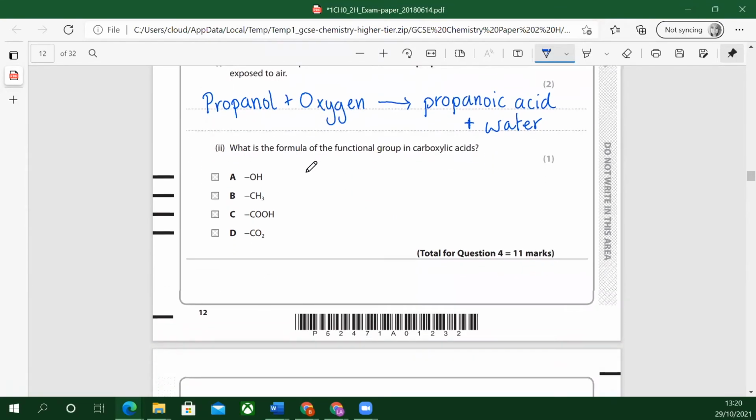What is the formula of the functional group in carboxylic acids? I love saying that word. Carboxylic acids. OH is alcohol. Let's make some notes while we're here to remind ourselves for revision. That's an alcohol. That is a methyl group. CO2 is sort of a carbon oxygen group. You don't see that at GCSE. This one, COOH, is the carboxyl group.